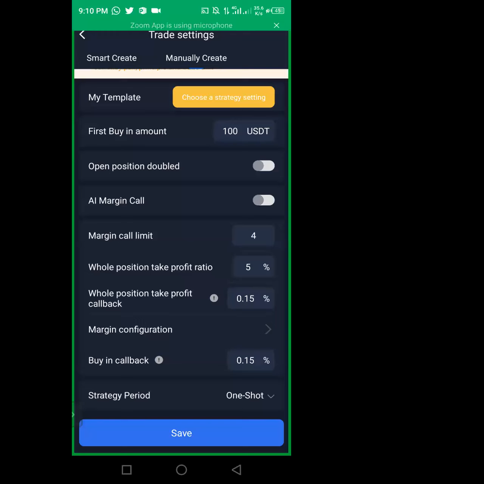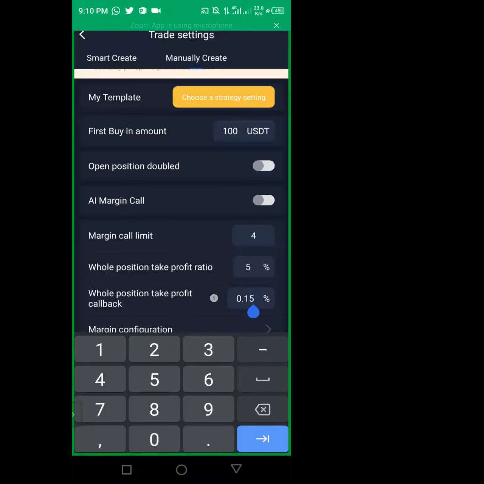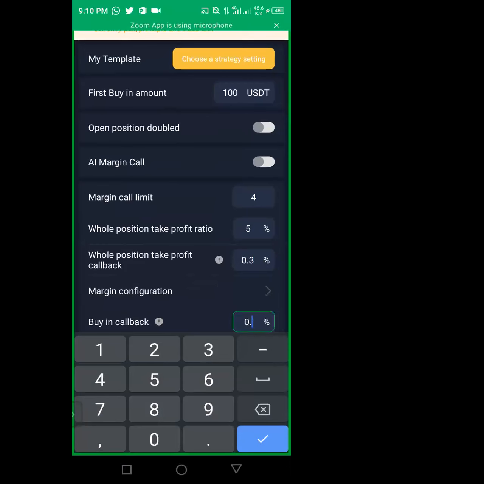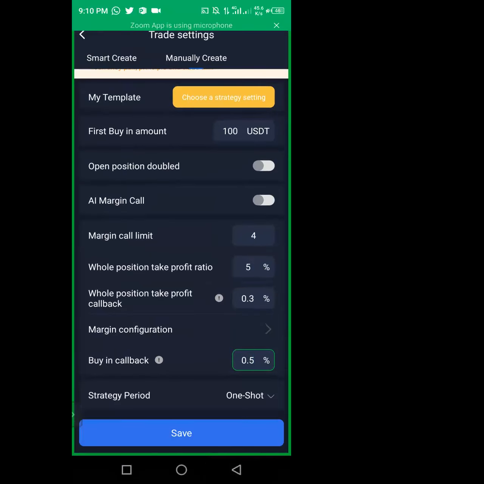You understand? Maybe you set take profit at 2%. Now your whole position take profit callback is 0.1, 0.5, or anything you put here. For instance, let me use 0.3. That is the default. The default for the buying callback is 0.5. So let me use the default to explain so you understand. Whole position take profit callback, which is 0.3%.